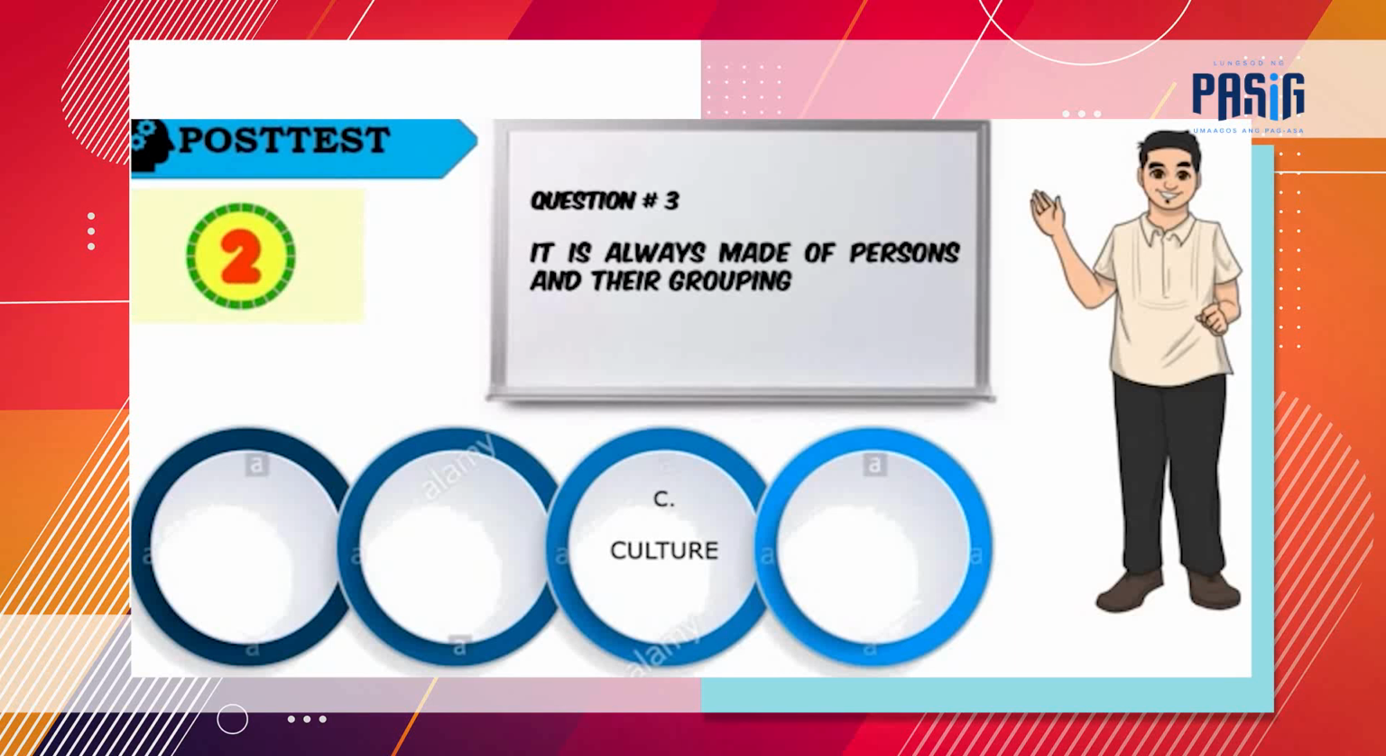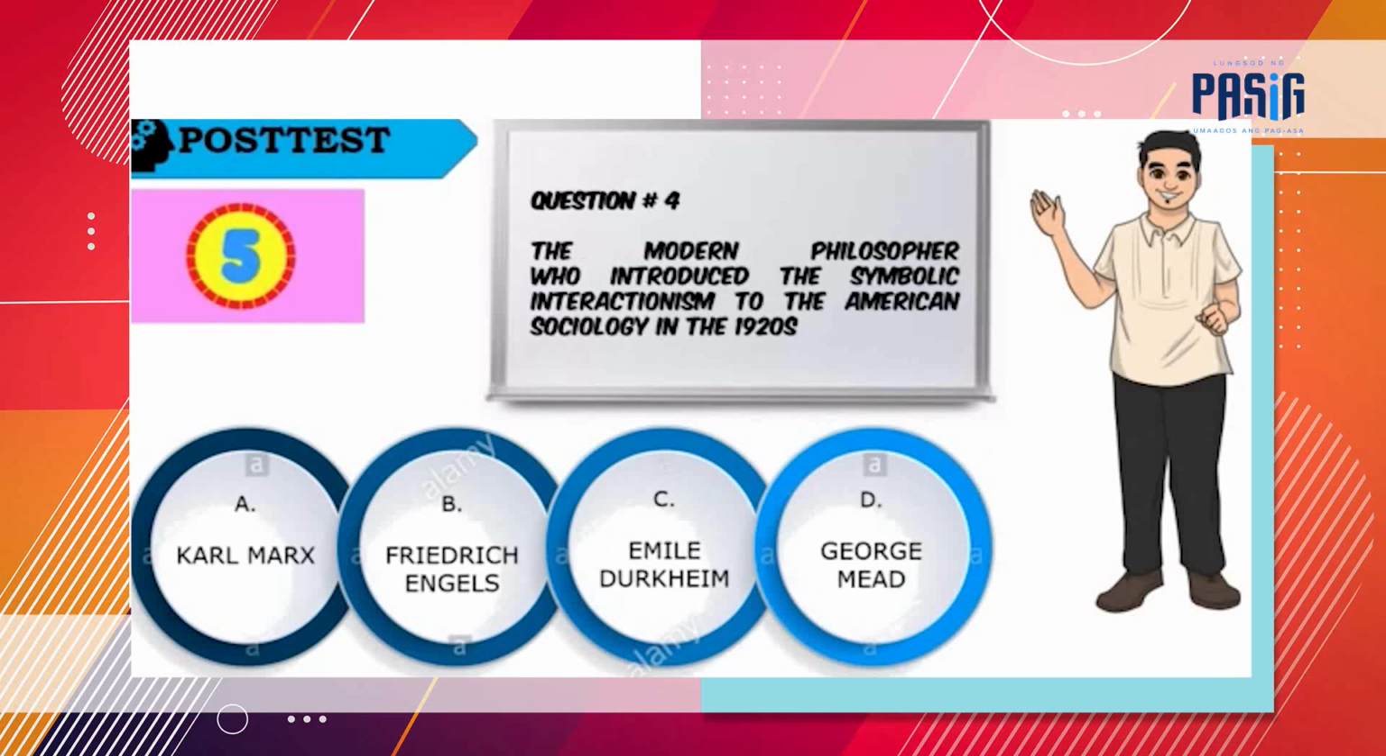Culture. Fourth question. The modern philosopher who introduced the symbolic interactionism to the American sociology in the 1920s. The choices are A. Karl Marx, B. Friedrich Engels, C. Emil Durkheim, or D. George Smith. The correct answer is D. George Smith.